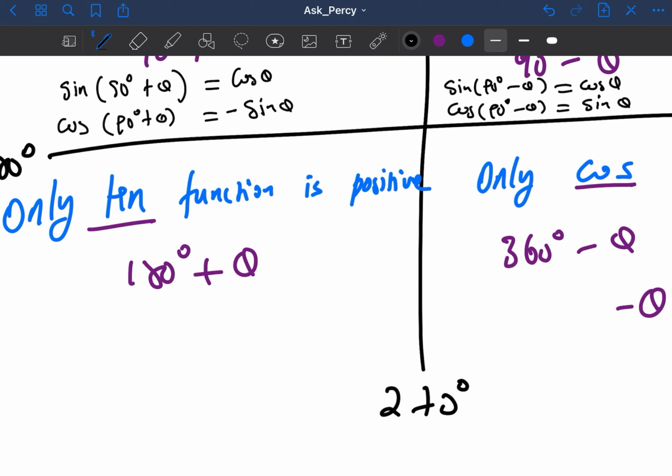180 plus theta, same story. Only tan is positive here, right? So everything else is negative. So you have sine of 180 degrees plus theta.